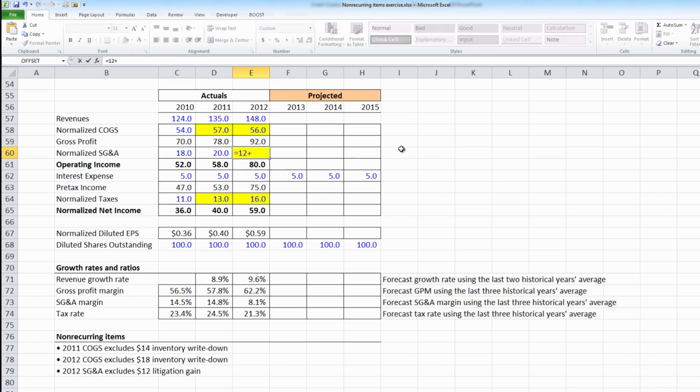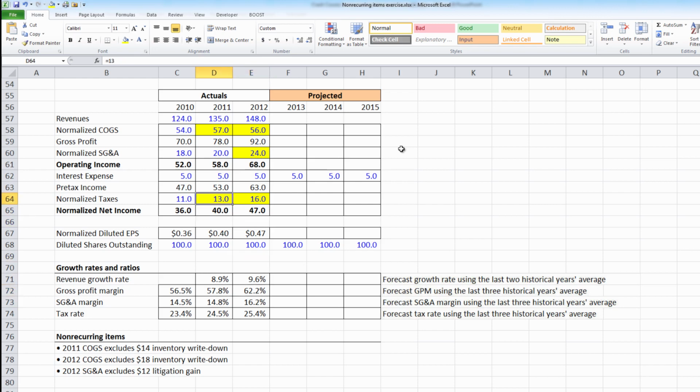We have to add the gain, not subtract it. Hopefully that wasn't too tricky. Obviously, the expense would be higher if the expense isn't being offset by a gain. And now what we have are much higher EPS figures for 2011 and 2012. Notice, by the way, they're also altering the margin assumptions. Margins are now much higher than they would have been on a GAAP basis.